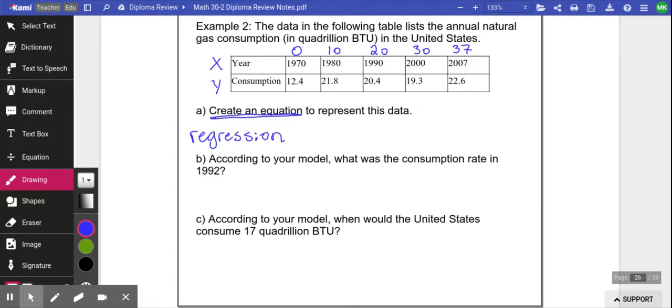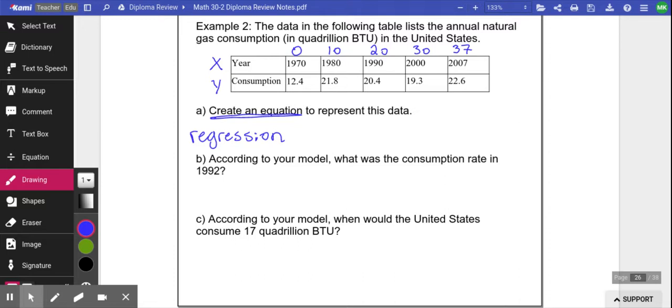Okay, so I double check 12.4, 21.8, 20.4, 19.3, 22.6. My numbers are all correct. Take that 10 seconds to double check. Beautiful. You've now told your calculator the raw data you have. You need to then ask your calculator to turn that into an equation.